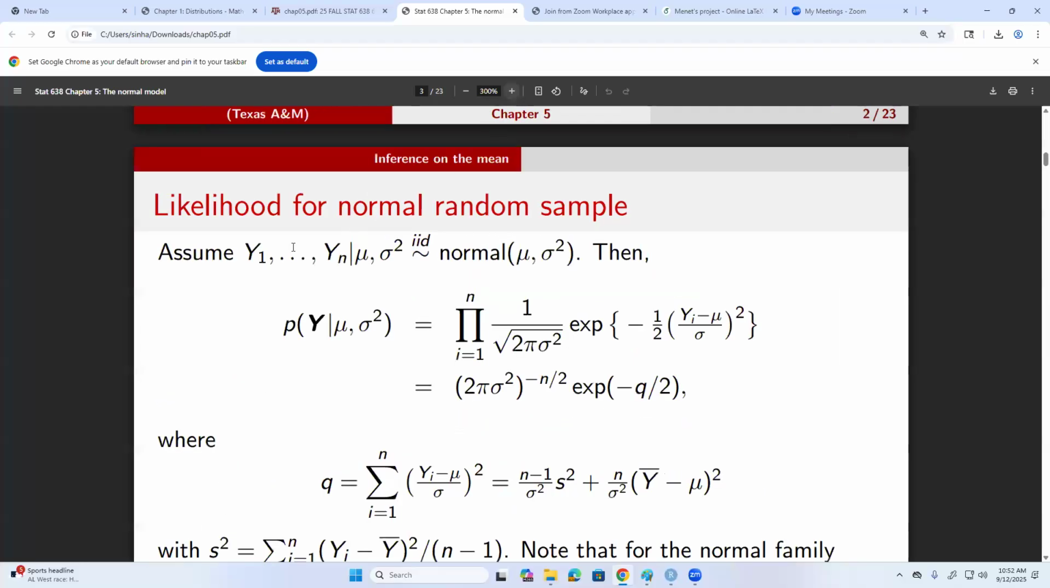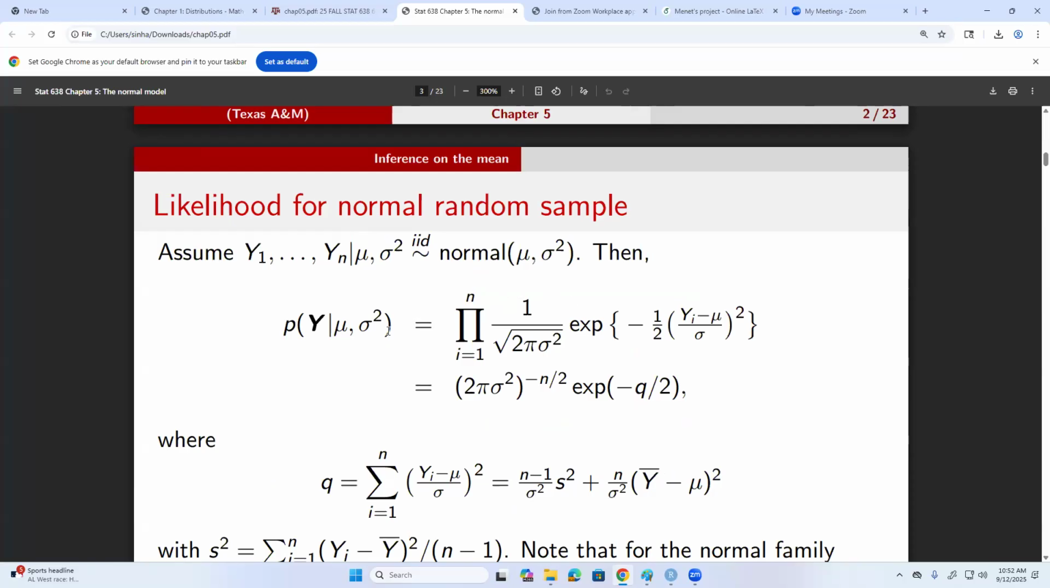So we say assume y1, y2, yn. Sometimes we denote x1, x2, xn as our observed data. Sometimes we use the notation y1, y2, yn as the observed data. But basically, these are n observations coming from this distribution, IID observations, normal distributions.